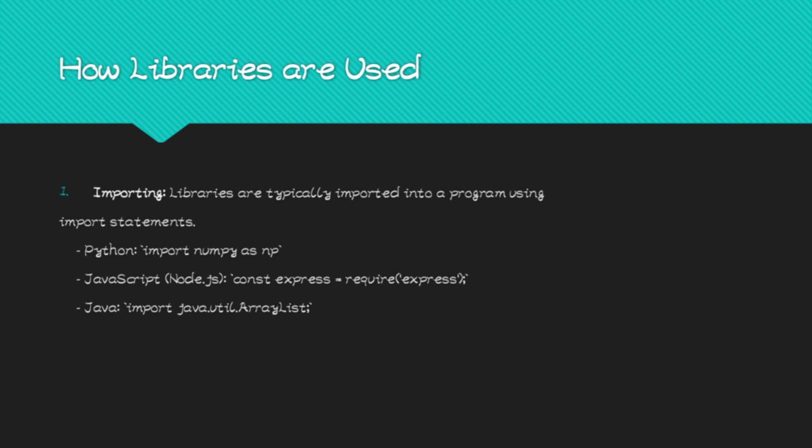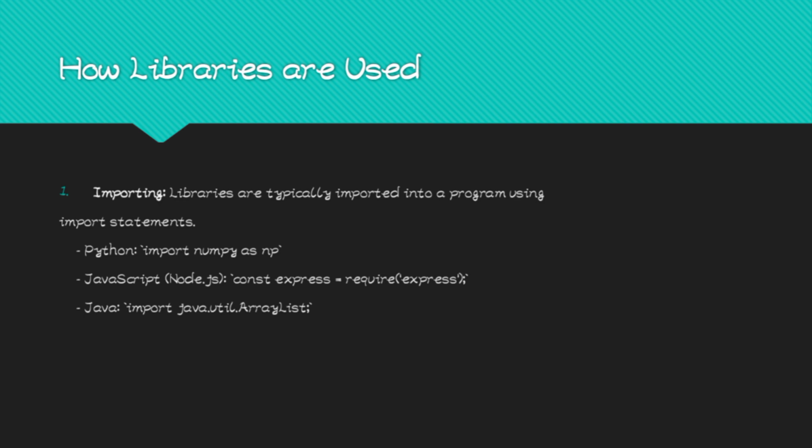So how are libraries used? I've said a lot, so how are those functions used? One of the uses is importing. Libraries are typically imported into a program using import statements. In some libraries, these import statements are even used to import other libraries. So libraries can be used to import new things within our code.